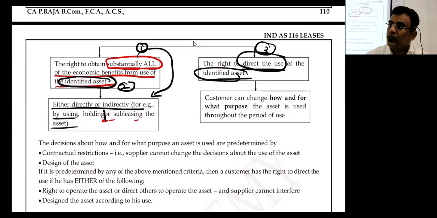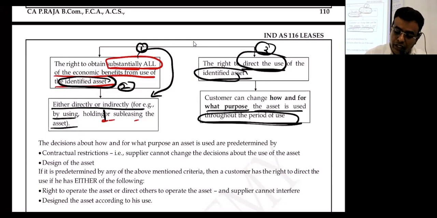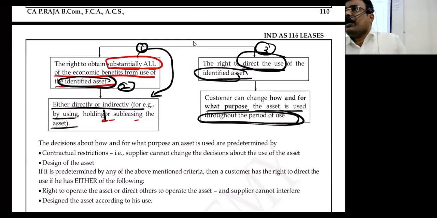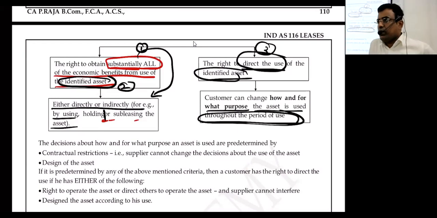Next. What do we say next? Right to direct the use of the asset. The customer can change how and for what purpose the asset is used throughout the period of use. I have asked my vendor to install this projector. Now I say how to use, when to use, for what purpose to use. Where we installed it, the control is with me. Then am I able to direct how to use all those things?